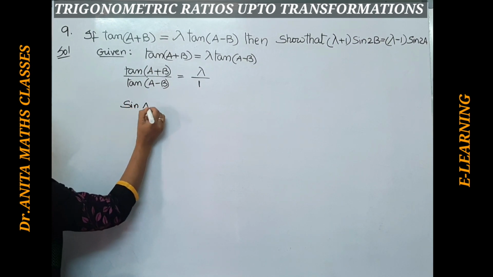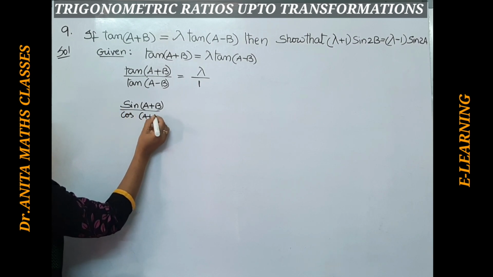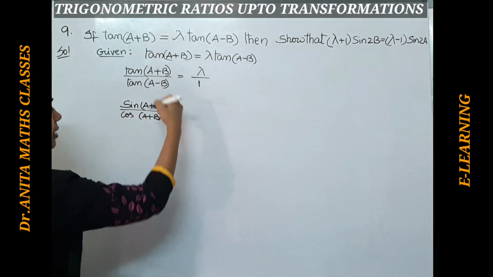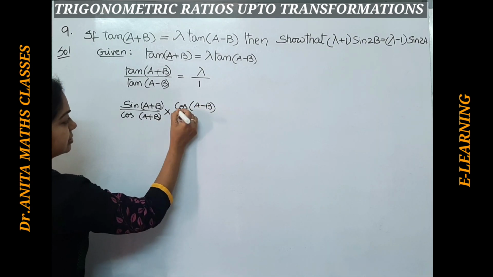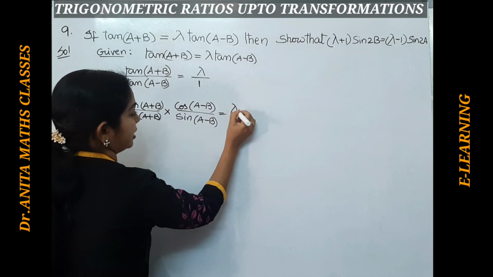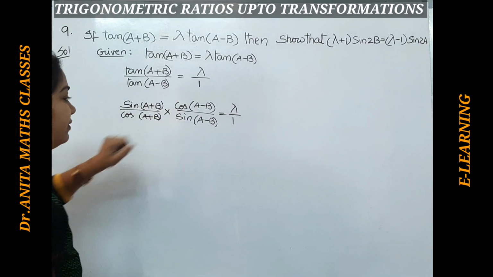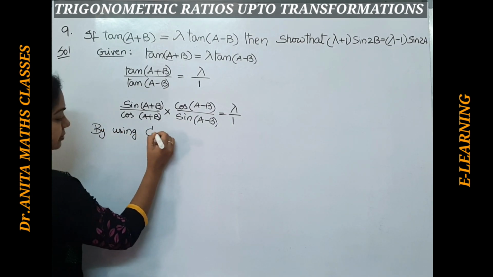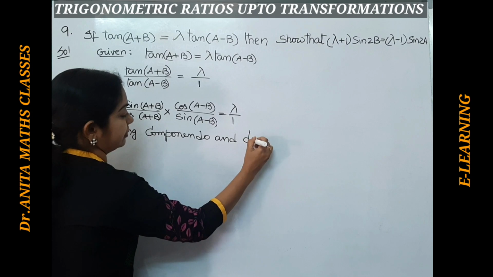So this becomes sine(A plus B) by cos(A plus B) divided by again sine(A minus B) by cos(A minus B). If you bring it to the upper side, that becomes multiplied by cos(A minus B) by sine(A minus B). So this is equal to lambda by 1. Now if you see this divided by this, we will be applying the componendo and dividendo.